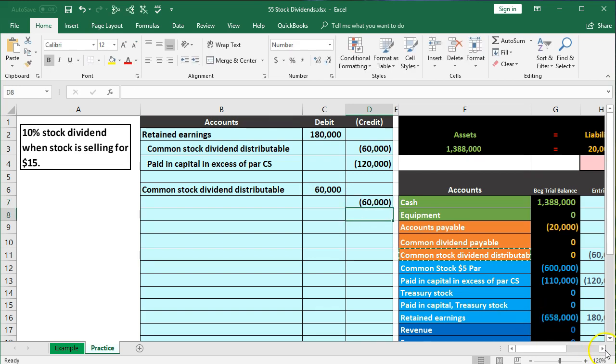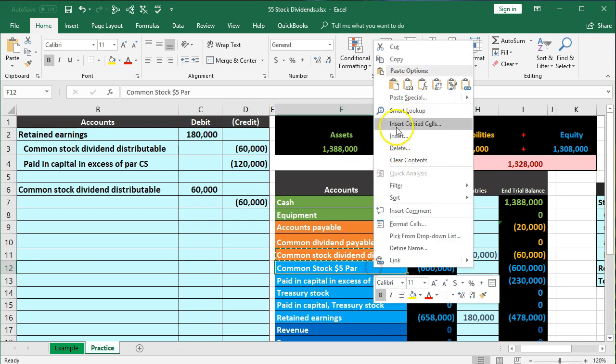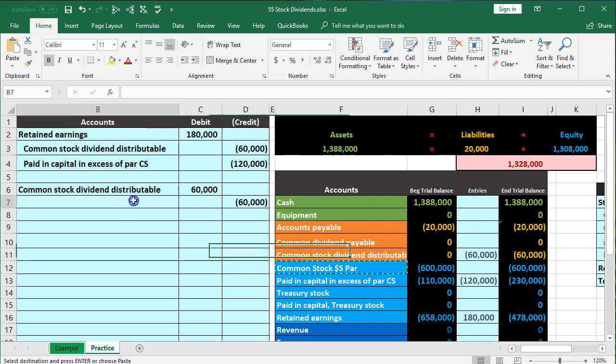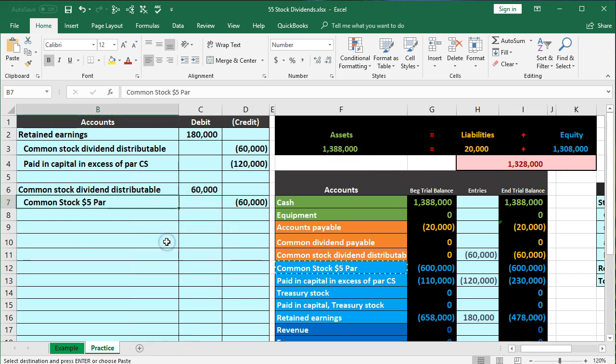And then we're going to issue the common stock. Here's the common stock. So it has a credit balance. We're going to make it go up by doing the same thing to it. Another credit. Right-click and copy. We'll put that up top in B7, right-click and paste 1, 2, 3. So here's the second transaction we'll have when we get through the bureaucracy of actually processing the stock. Here's the common stock dividend distributable.